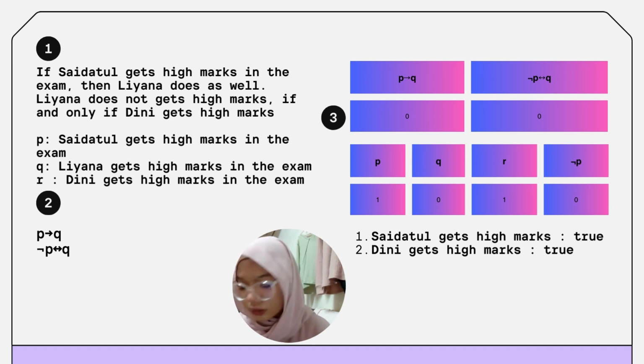From step 3, we know that all the statements are false, so P implies Q is false and not Q biconditional R is also false. So this is the answer for P, Q, R and not Q. Saidatul gets high marks is true, and Dini gets high marks is true.